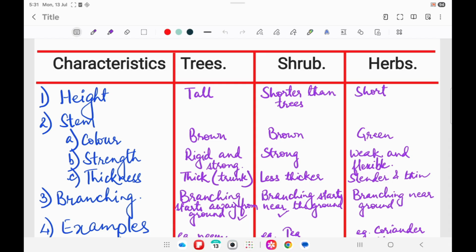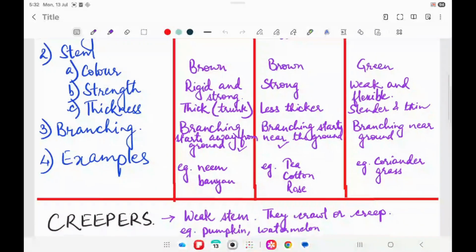Then came the thickness of the stem. In trees, the stems are quite thick. Then came the shrub. The stems are less thick as compared to that of the tree, but they are brown in color. And in case of herbs, the stems are tender and thin. Next came the branching pattern. In case of trees, the branching starts away from the ground. In case of shrubs, the branching starts near the ground. And in case of herbs, the branching starts near the ground as they are very small plants.